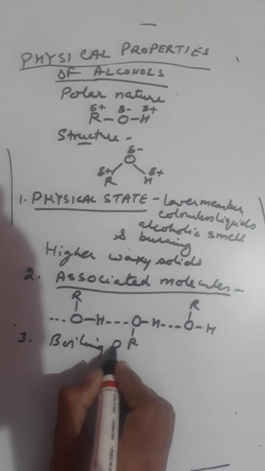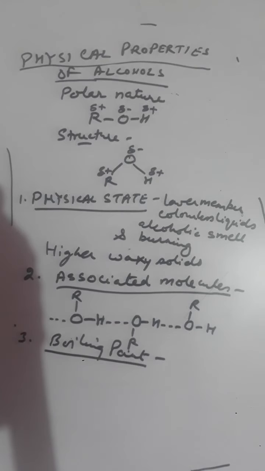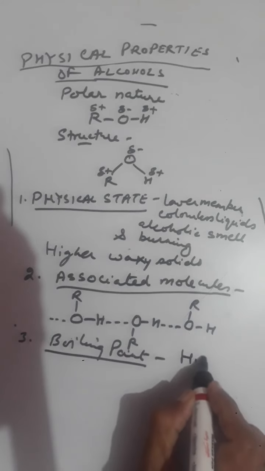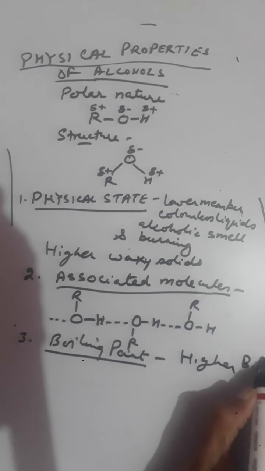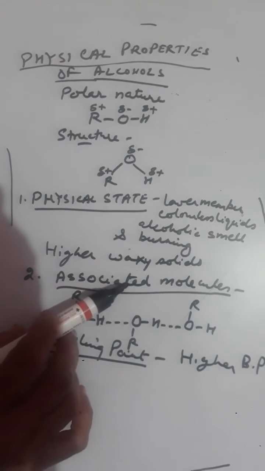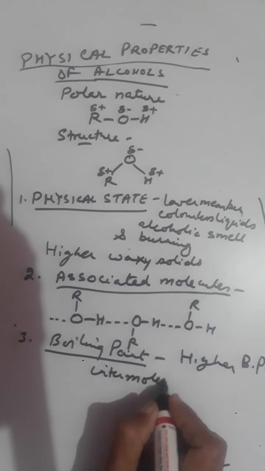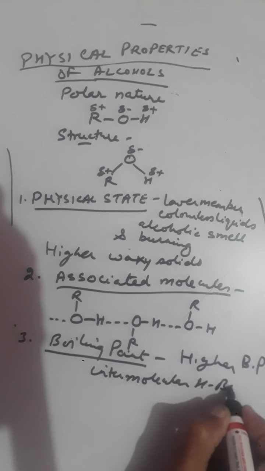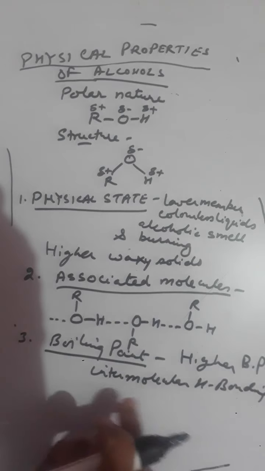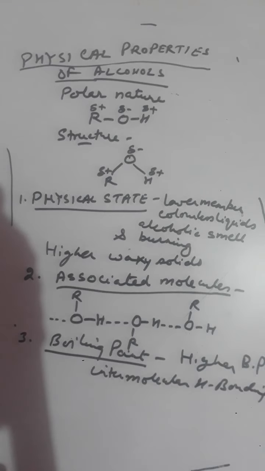When we say boiling point, their boiling point is more as compared to the hydrocarbons of the comparable molecular mass. They have the higher boiling points. This is again attributed to the H bonding, intermolecular hydrogen bonding that is present, and due to which more energy has to be given to break this hydrogen bonding, and so the boiling points of alcohols will be more.